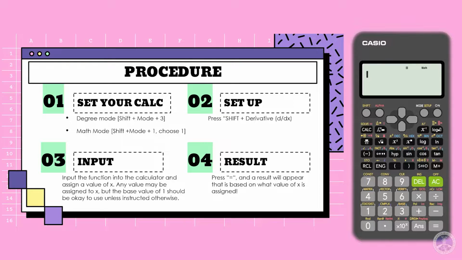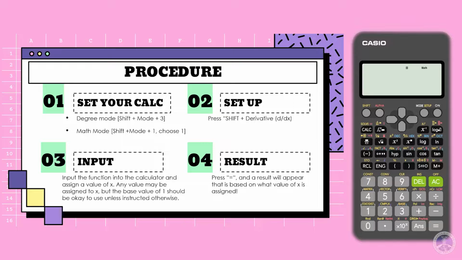Step 2. Press shift plus derivative. Derivative is the button here right below alpha. Take note of the d over dx symbol above it. Step 3. Input the function into the calculator and assign a value of x. Note that any value may be assigned to x, but the base value of 1 should be okay to use, unless instructed otherwise. Finally, press equal and a result will appear that is based on what value of x is assigned.